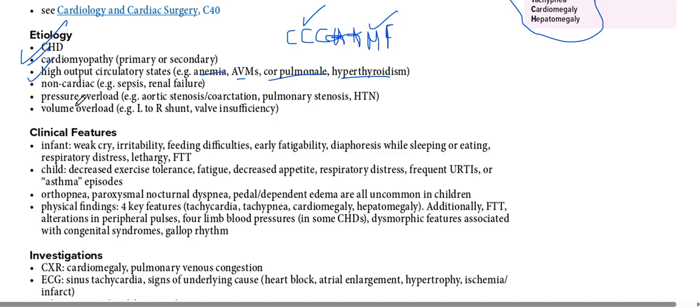Then pressure overload: aortic stenosis, coarctation of aorta, pulmonary stenosis, hypertension. Stenosis, aortic or pulmonary, and hypertension. Volume overload: valvular insufficiency.